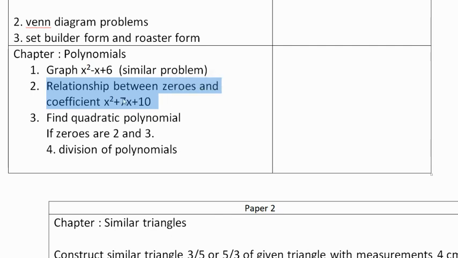This is the example problem in the textbook, but they may change it in the question paper. So they change the numbers, students, but such types of questions are very important. Take my word: one graph, a relationship problem, find the quadratic polynomial. So they may ask for a quadratic polynomial.